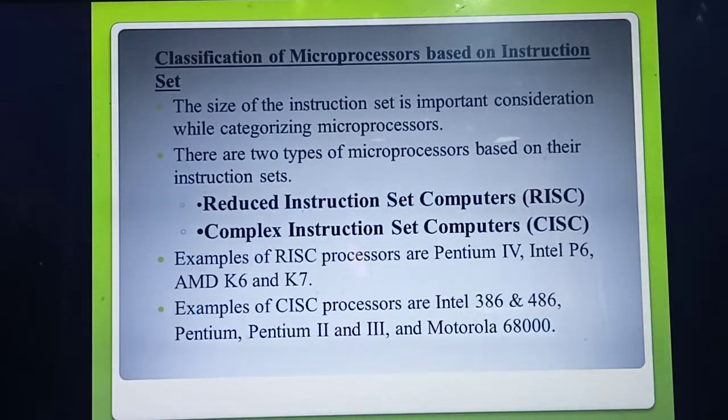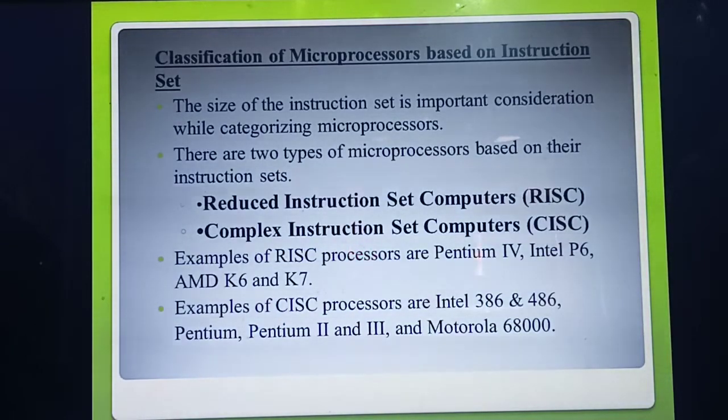Understood? If they ask a 2-mark question, you need to write it with examples. What are the examples of a RISC microprocessor? Pentium 4, Intel P6, AMD K6 and K7. These are examples of RISC, that is reduced instruction set processors. Then the examples for complex instruction set computers: Intel 386, 486. Just read it and study.